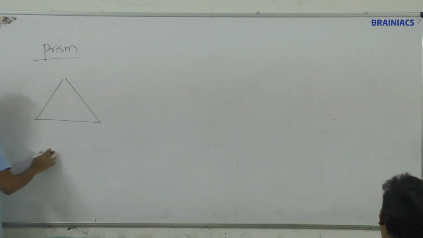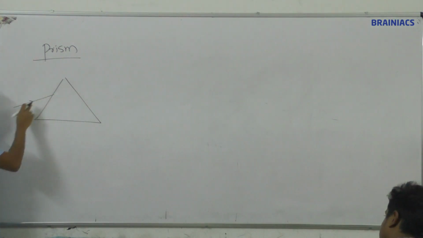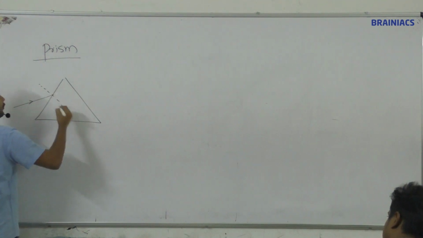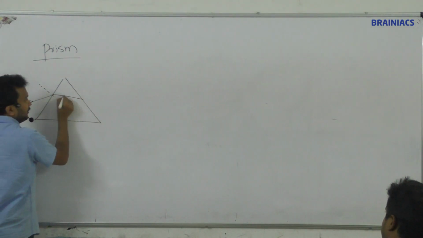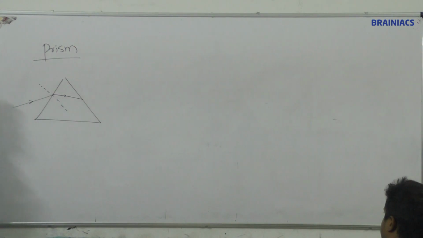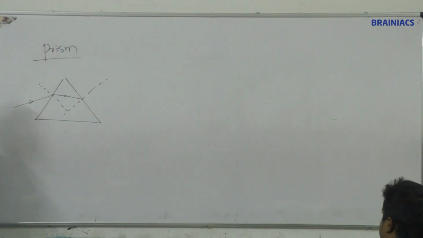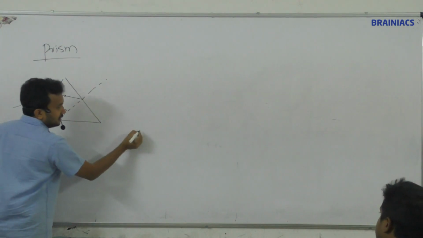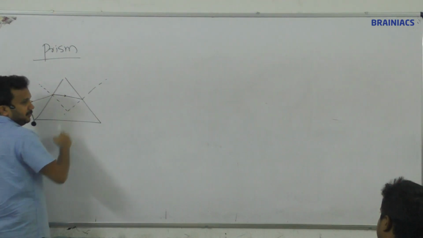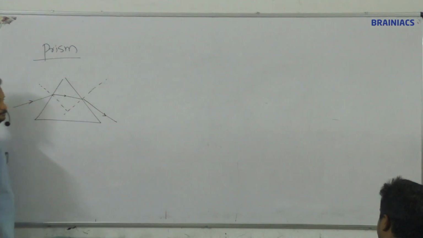So we'll analyze what will happen if an incident ray comes to the prism. This is going from which medium to which medium? Rarer medium to denser medium. So I have to draw a normal here. The ray will not go straight; it bends towards the normal. Then I draw the next normal on the second surface of the prism. Now the ray is going from denser medium to rarer medium. It is supposed to go like this, but it moves away from the normal.